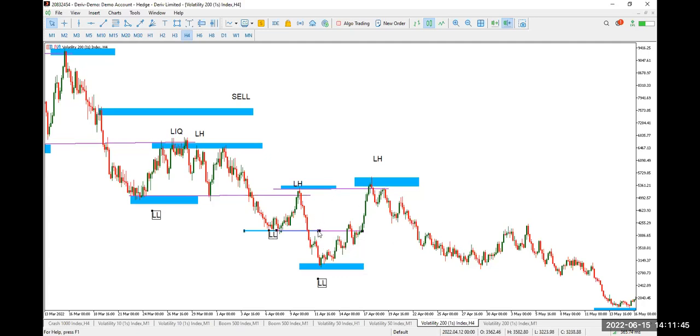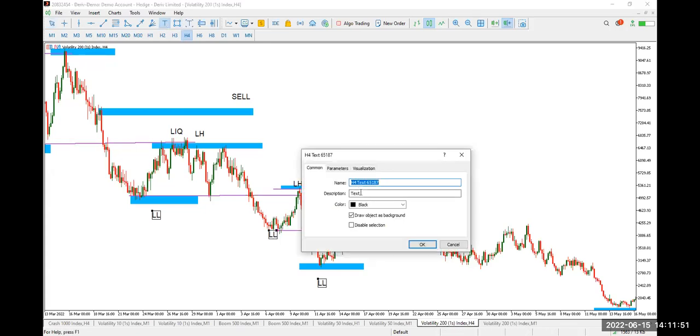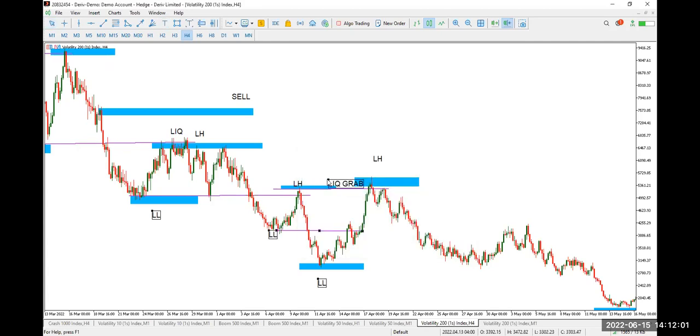After they broke it to the upside, what happened? They grabbed this lower high as a liquidity grab here. There was a liquidity grab in this place. In this liquidity grab, the market came down and what? It broke structure again. Look at it. There was a break of structure here.